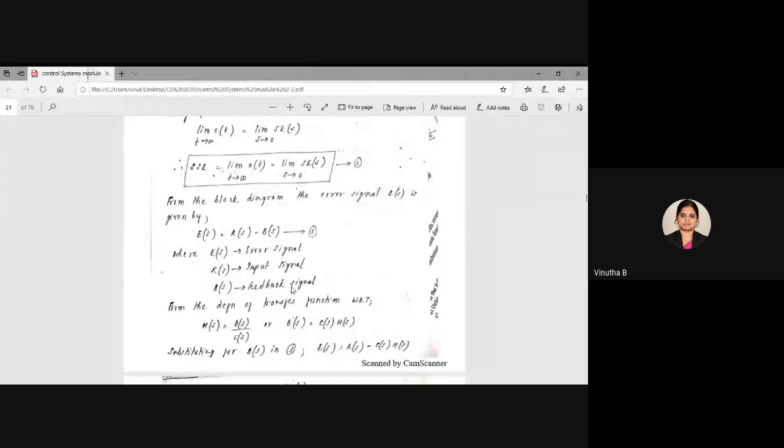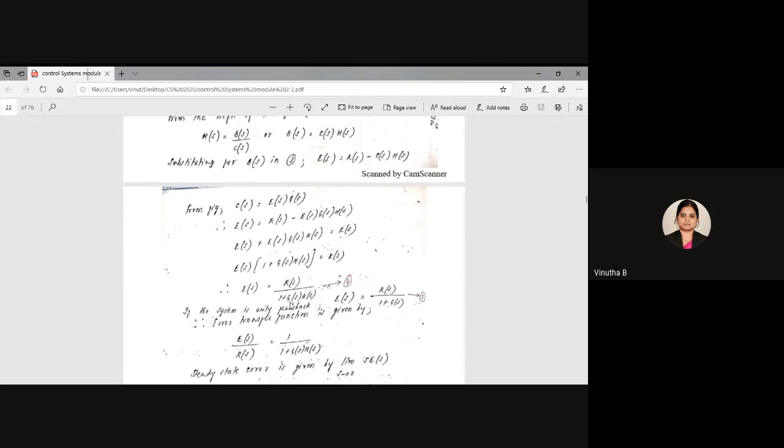Okay, so from the block diagram of this error signal, you can write E of S as the difference of R of S minus B of S, where E of S is the error signal, R of S is the input signal, and B of S is the feedback signal. So from the definition of transfer function, we know that H of S is B of S by C of S, because this is output by input. So output of H of S will be B of S and input to H of S is C of S. Or what is B of S? B of S is C of S into H of S, which I just now told you from the figure.